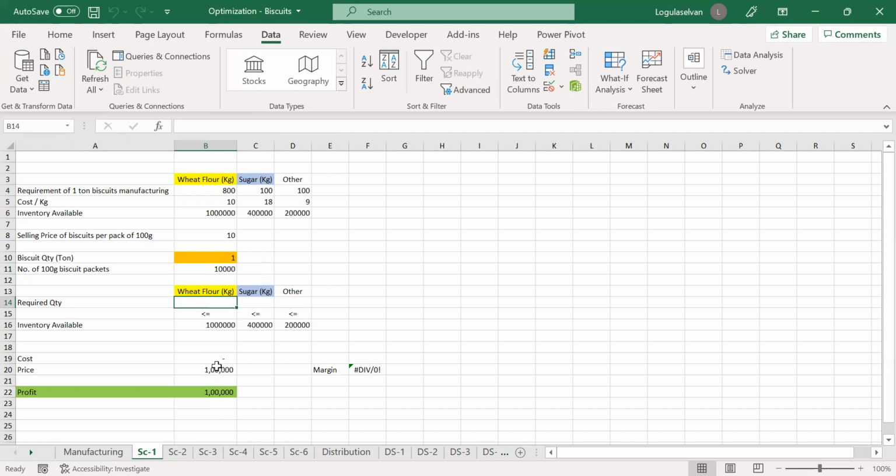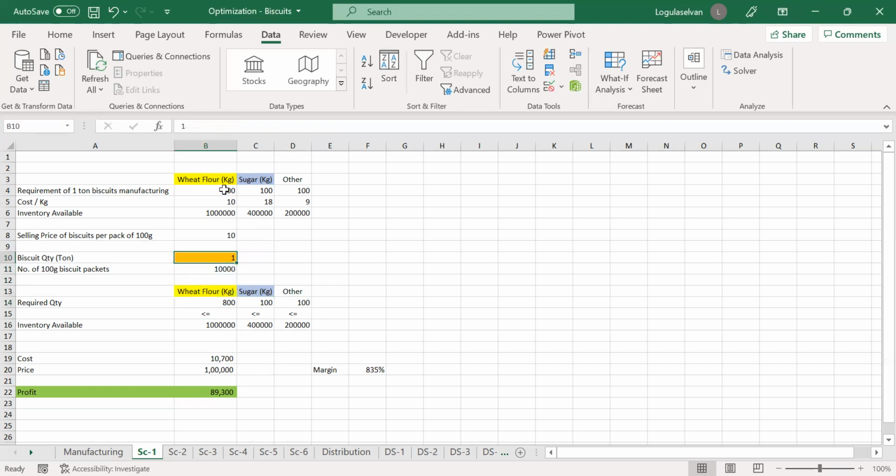So now here we are going to build the optimization model, which is required to maximize the profit. So first thing is the required quantity, which is nothing but multiplying this biscuit quantity, which is a fixed value, so I am using the dollar sign, multiplied by the per kg cost. So per ton requirement of each item. So here we have calculated the required quantity.